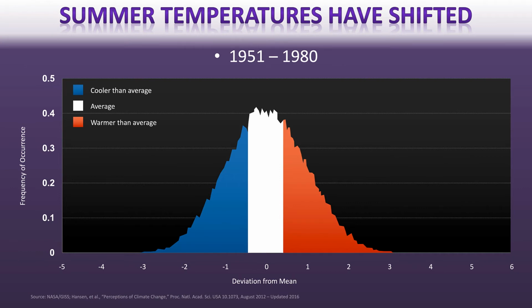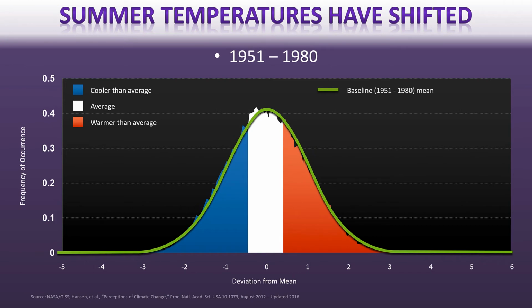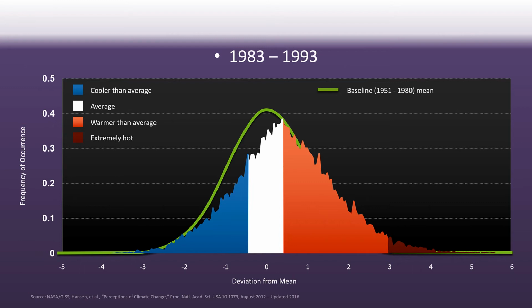Now, we see that this starts to shift. If you look at that bell curve, the green bell curve representing that 1951 to 1980 data, when we look at 1983 to 1993, we see that that curve has shifted upwards. Again, the green is showing our baseline, all right? Now, what you're seeing start to appear at the upper end of that red component is what we call extremely hot weather. And this is weather that is actually dangerous. These are outside of the norm, above the third deviation from the mean, right? Third percentile. So we're starting to see more of this extreme weather. You will also see extreme weather at the lower end as well.